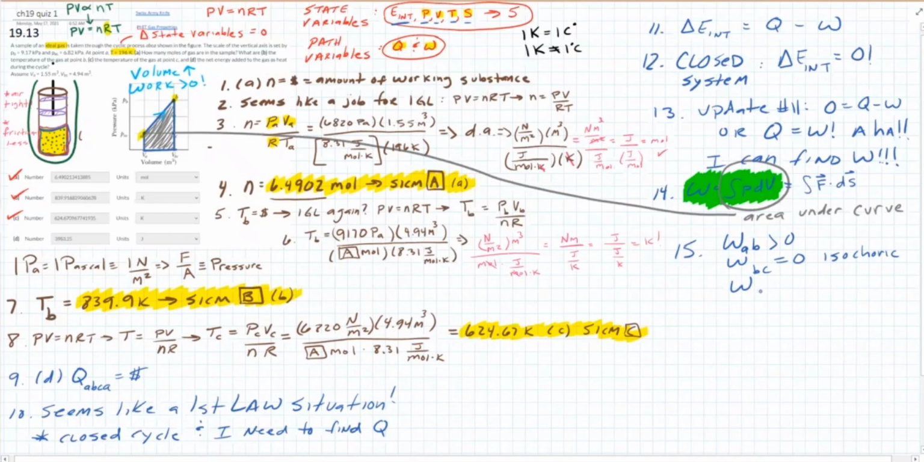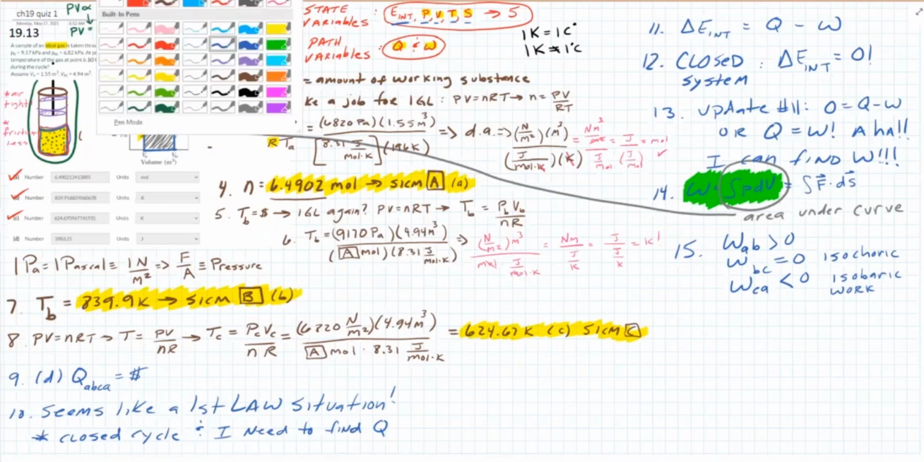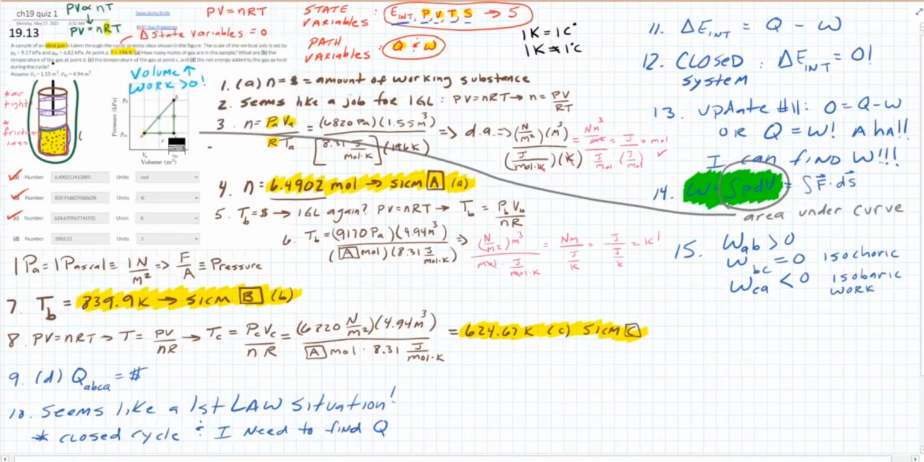The work from C to A is less than zero. Why am I saying that? First of all, the work from C to A is isobaric, and the volume's decreasing. I'm saying it's decreasing because if you look at your PV diagram, you're going from energy state C to energy state A, which represents a contraction. So let me just show it right here. I'm going from C to A. My piston is moving down because my volume's decreasing. That's negative work.